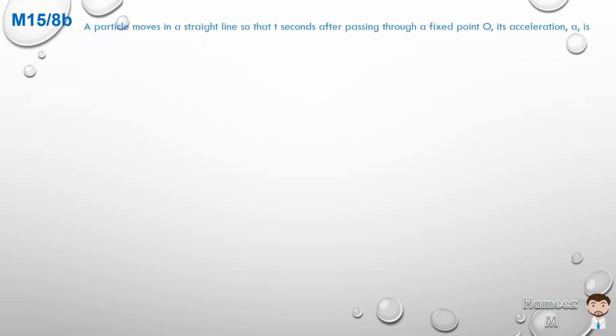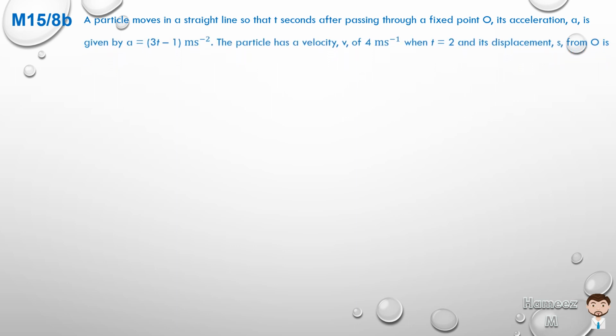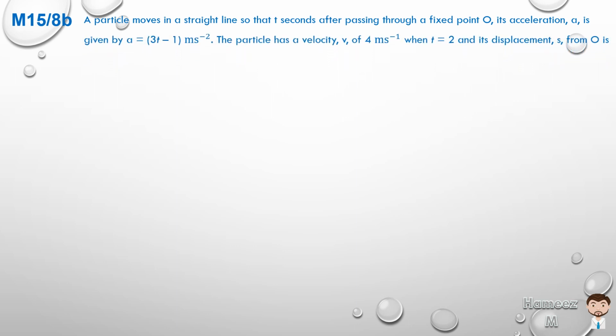May 2015, number 8b. A particle moves in a straight line so that t seconds after passing through a fixed point O, its acceleration a is given by a is equal to 3t minus 1 meters per second squared. The particle has a velocity v of 4 meters per second when t is equal to 2, and its displacement s from O is 6 meters when t is equal to 2. Find, part 1, the velocity when t is equal to 4.